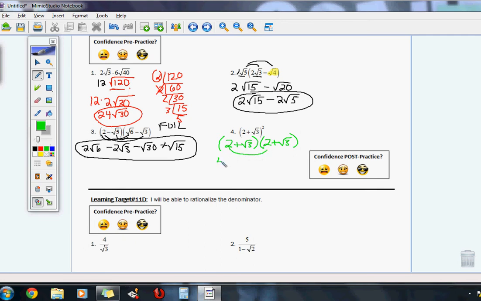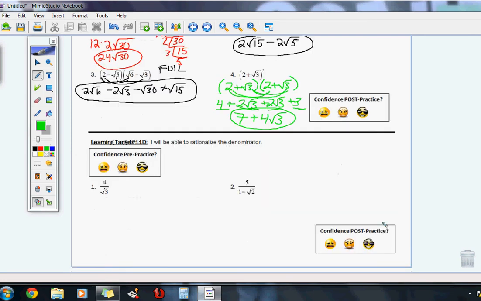So 2 times 2 is actually going to give me a 4. Outside, if I were to do the outside, I would get 2 times root 3. The inside's giving me the exact same thing, plus 2 times root 3. And then the last here is root 3 times root 3, which we know is just the number 3. So combining like terms of the 4 and the 3 here, I'm going to get a 7. And then combining like radicals here, 2 root 3 and 2 root 3, it gives me a 4 root 3. So 7 plus 4 root 3 is what we ended up getting there.